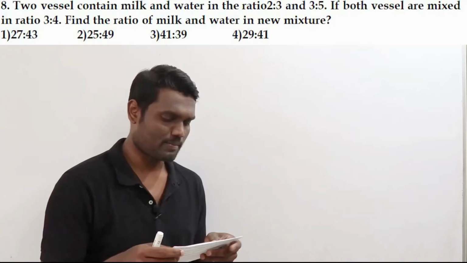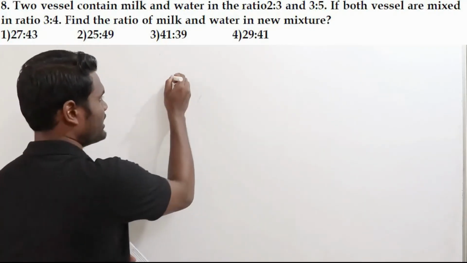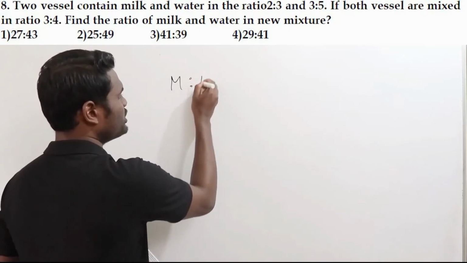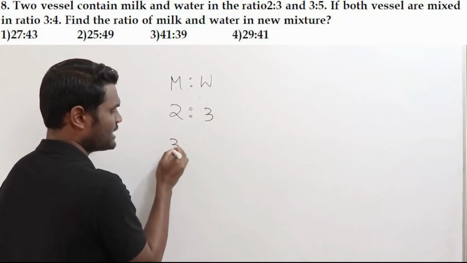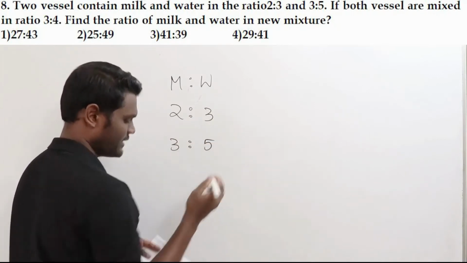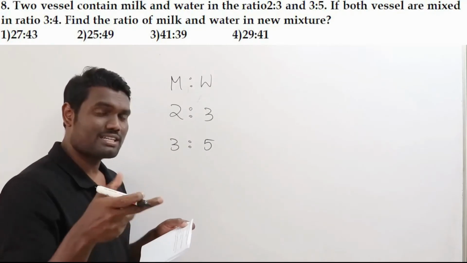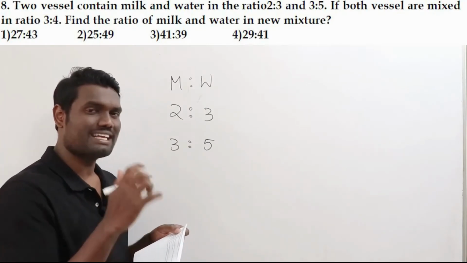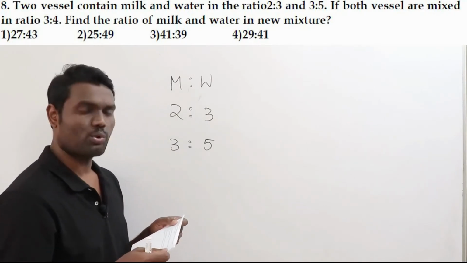Let us look at the next example. Two vessels contain milk and water in the ratio 2:3 and 3:5. So there are two vessels where you have milk to water ratio. In the first vessel it is 2:3 and in the next vessel it is 3:5. If both these vessels are mixed in the ratio 3:4. In the previous question it was just 1:1. Now it's 3:4. Find the ratio of milk and water in the new mixture.